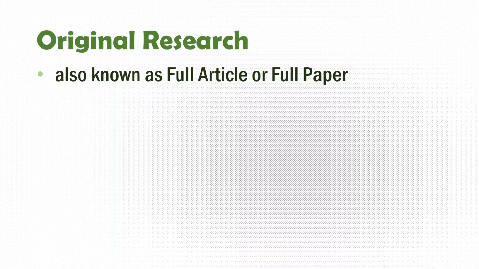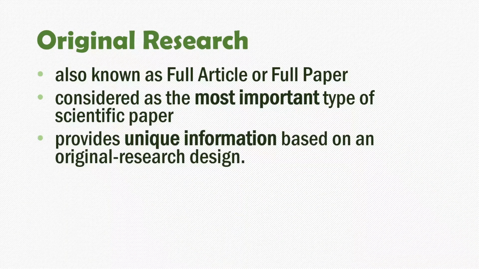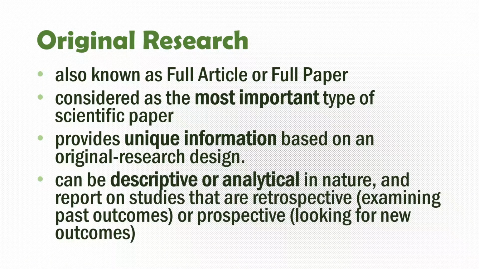The original article is considered to be the most important type of scientific paper. It provides unique information based on an original research. It communicates knowledge arrived at or discovered by the authors, firsthand. The articles can be descriptive or analytical in nature, and report on studies that are retrospective, examines past outcomes, or prospective, looks for new outcomes.